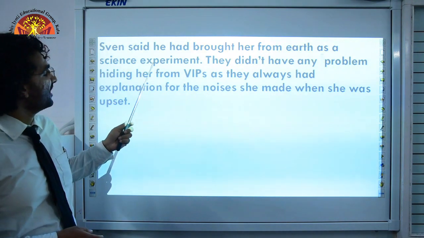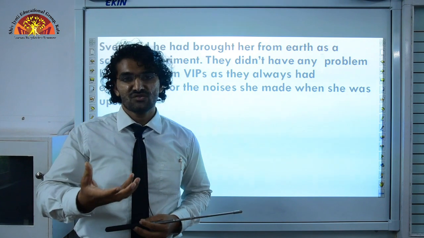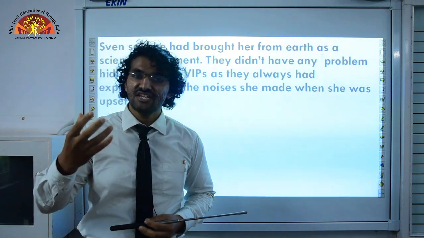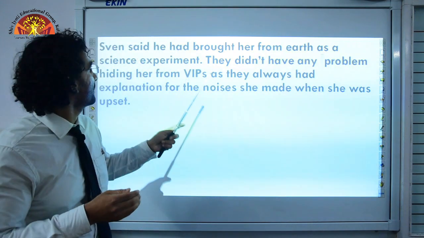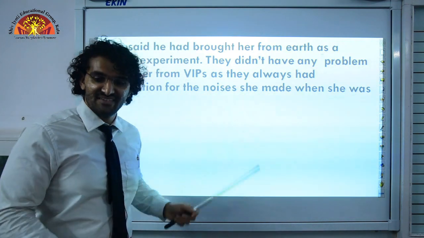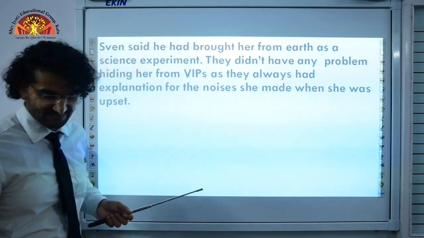Swain always, and what was the major excuse? The excuse from the side of Swain was that he had brought the bird just for a science experiment. So by this excuse, he would always somehow get away with it.